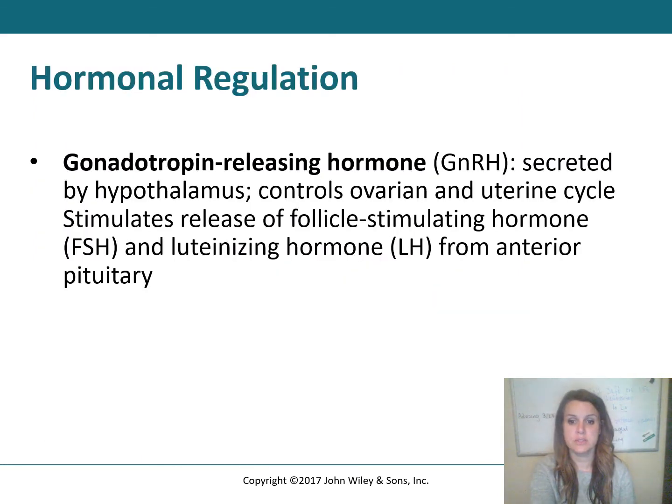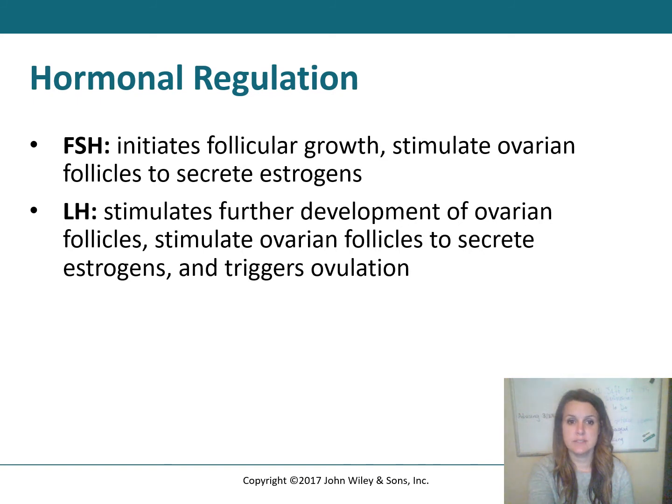So that's a lot of hormones. Let's take them one at a time and talk about what they do. GnRH, or gonadotropin-releasing hormone, is secreted by the hypothalamus. And what this does is it stimulates the release of follicle-stimulating hormone and luteinizing hormone from the anterior pituitary. Next, we have FSH, and FSH actually initiates follicular growth, so it causes those follicles to start to grow, but it also stimulates those follicles to secrete estrogens. LH further stimulates the development of ovarian follicles. It stimulates them to secrete estrogens, and it is actually going to trigger ovulation.